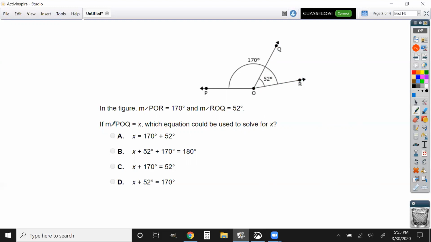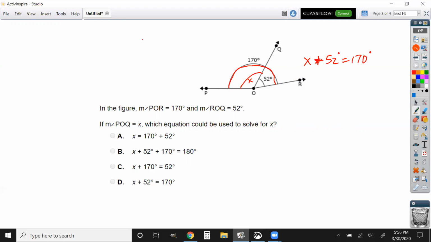If the measure of POQ equals X, so P to O to Q, this angle right here, they're going to call that X. Which equation could be used to solve for X? So it looks like the piece that is X and the angle that is 52 are adding up to a total of 170. So if I were going to write an equation, it would be something like this: X plus 52 equals 170 degrees.